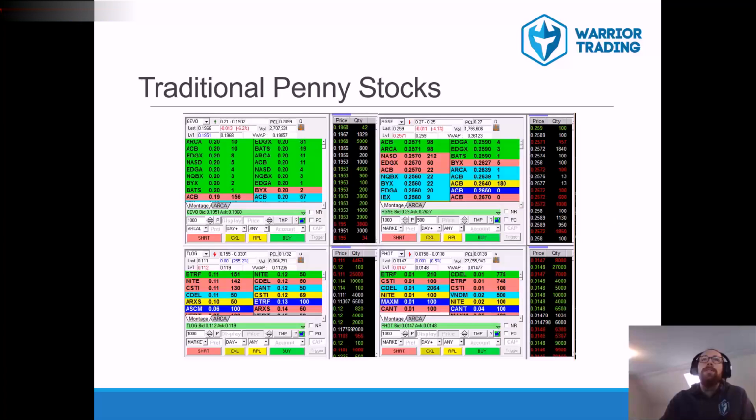All right, so you can see right here, this is a traditional penny stock. This is Gevo, 20 cents. Well, you'd have to look at it like here. RGSE, this is with the 100th of a penny, 2571 by 2579. And then you have FOT, which is 1 penny by 1 penny. And you've got T-log, which is 11 cents by 12 cents.